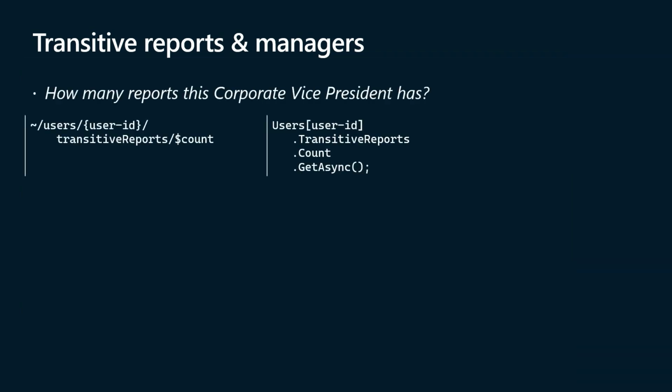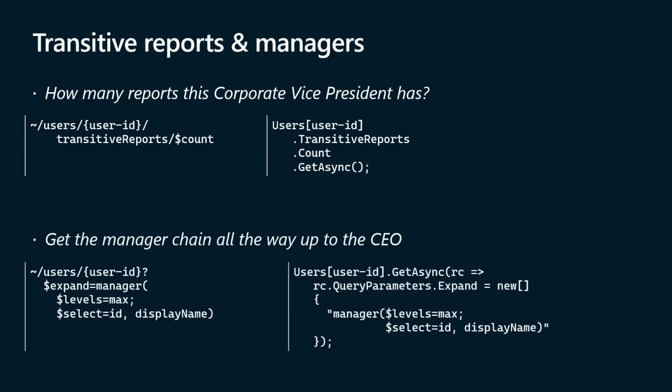So to count the number of reports, you can use this API, and this API is only supported for count because unrolling, for example, every employee under Satya will be very expensive, and this other API instead is to get the manager chain all the way up to the CEO.